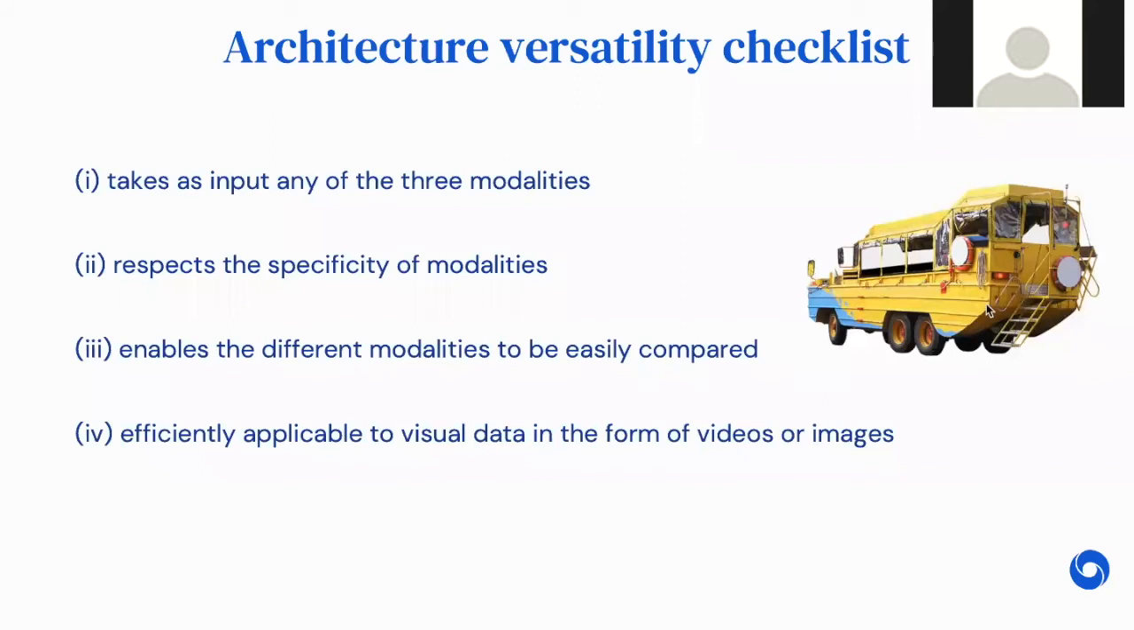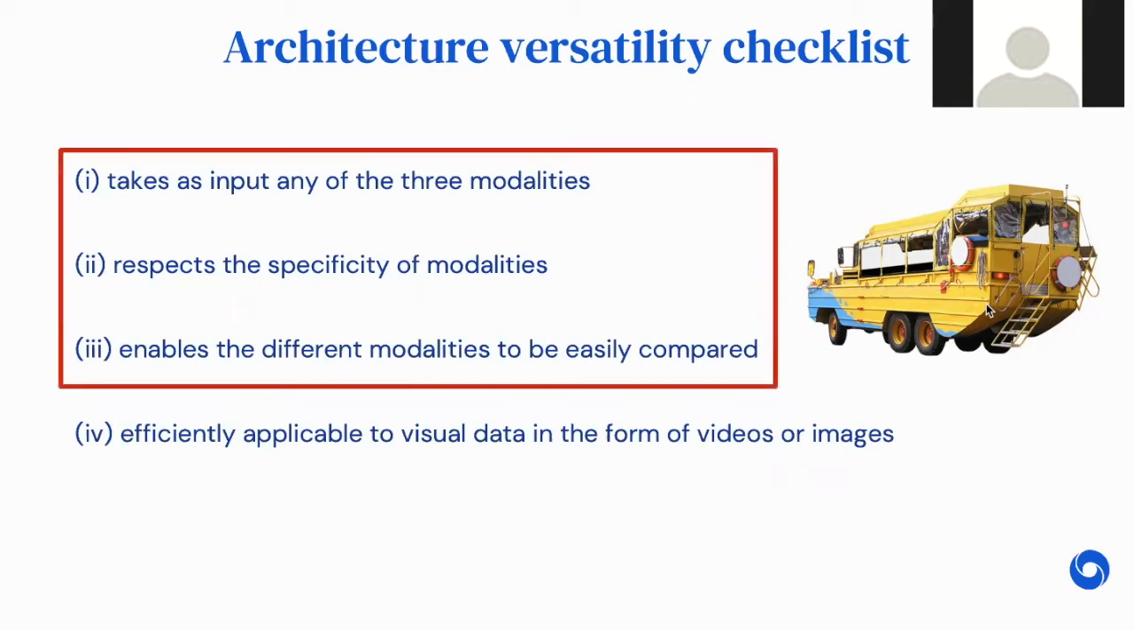And one aspect that we have, and you may have noticed that there is this word "versatile" in our title. What we meant by that is that we wanted to have a list of properties that our model should respect to be called versatile. And we've listed those four properties. So I'll first focus on the first three properties in the first part of the talk.